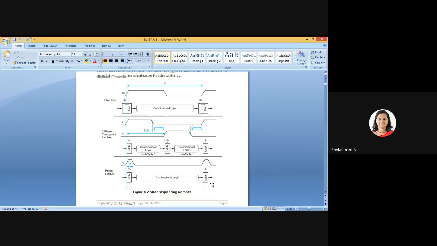Okay. Now, if you see the first diagram, there are three methods. Each method is going to use a combinational logic block. Are you getting it? You can see that all three methods have combinational logic block circuitry. And in all the cases, there will be a clock waveform. Are you getting it? So there is a clock.